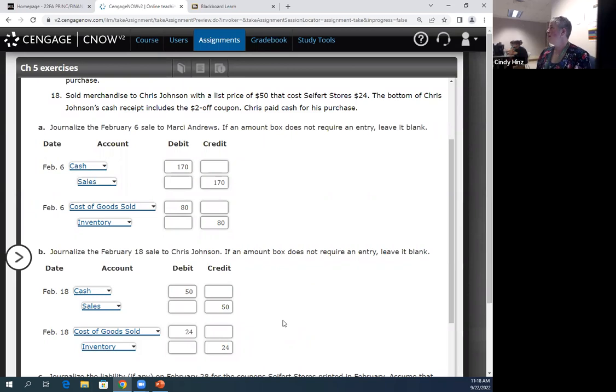So of those $2 off coupons that are printed at the bottom of the receipts, do you think they all get redeemed? No, they definitely don't. They definitely don't. And that's going to come up in our next exercise here, our next part of this exercise.